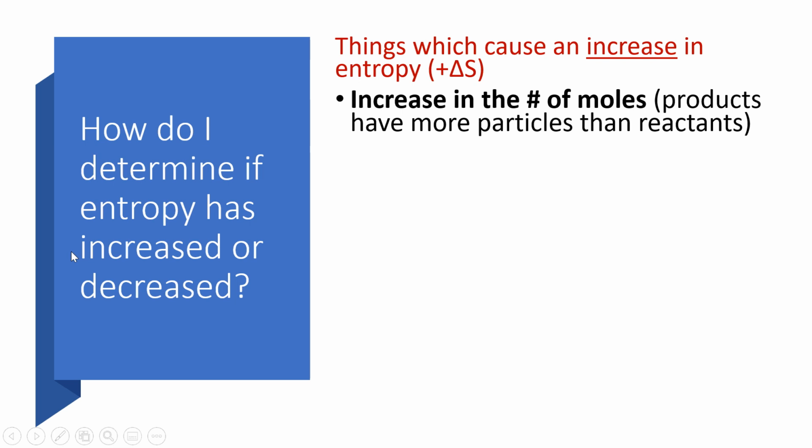So in order to figure out whether entropy has increased or decreased in a certain process, we should be looking for these 5 things. So these are 5 examples of things that will cause an increase in entropy. So one is the increase in the number of moles. So if you look at your stoichiometric coefficients and you notice that you have more products than reactants, then your entropy is probably increased. I should also say the reverse is true. If you have fewer products than reactants, then your entropy is decreased.